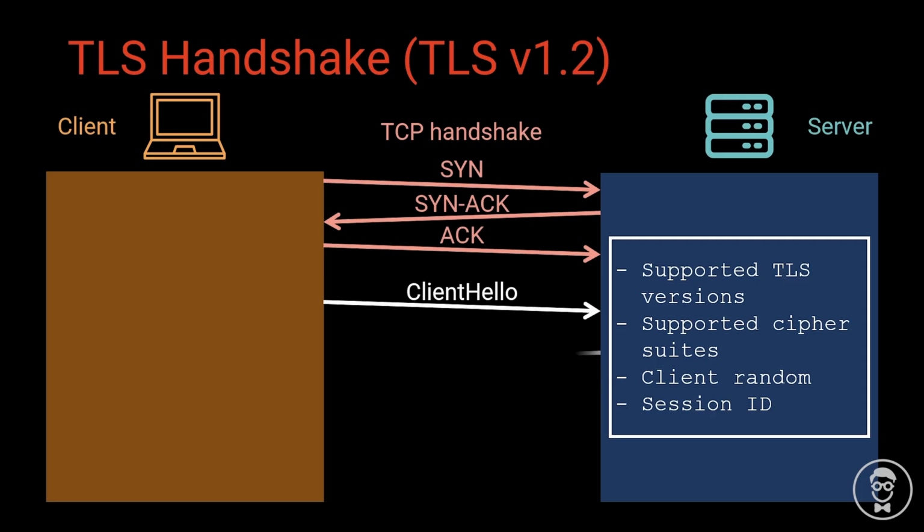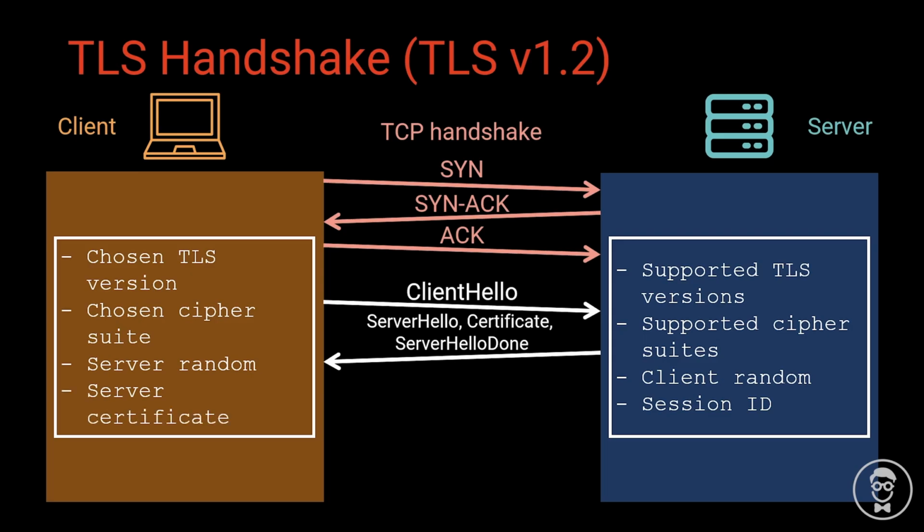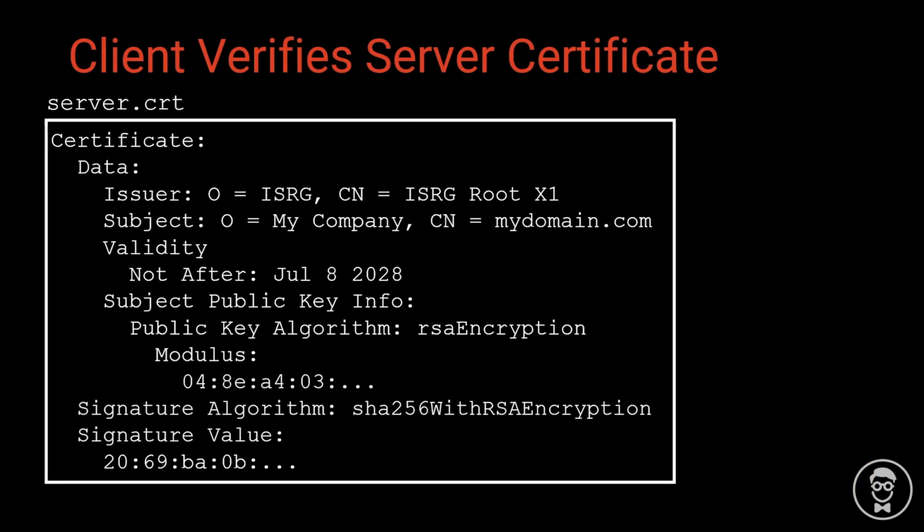The server then responds with a server hello message that includes the TLS version selected from the client's list, the chosen cipher suite, another random number, and the server's digital certificate that we saw earlier. It will quickly follow this up with a server hello done message to indicate that the initial part of the handshake is complete. The client then verifies the certificate in a few steps.